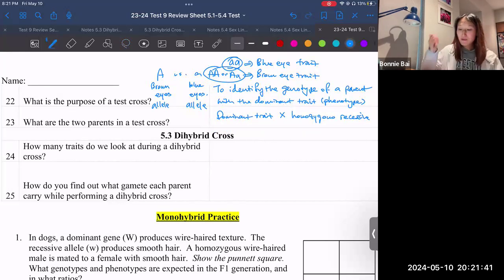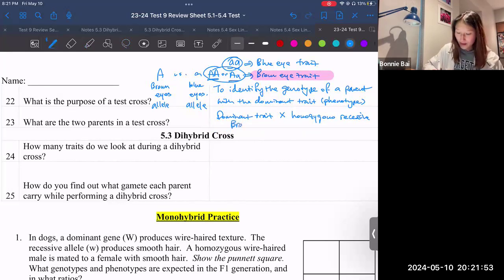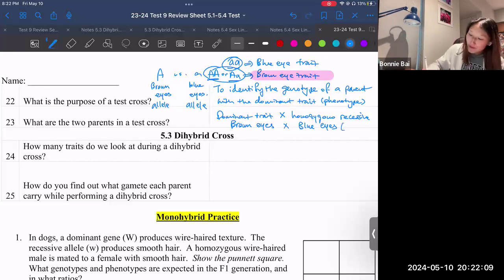Okay, so what do I mean by that? If I'm looking at this guy from earlier, guy, girl, doesn't matter, with a brown eye trait, I don't know whether it's big A, big A or big A, little a. All I know is that it has brown eyes. As an example, I would take the brown eyes and cross it with blue eyes. Let's say these are dogs, okay? It's a little creepy if it was people. Take a brown eye dog and cross it with a blue eye dog, because the blue eyes, I know, are little a, little a. So then what do?